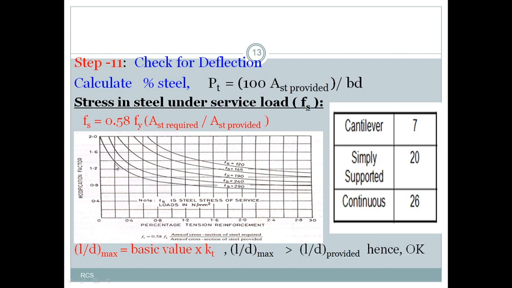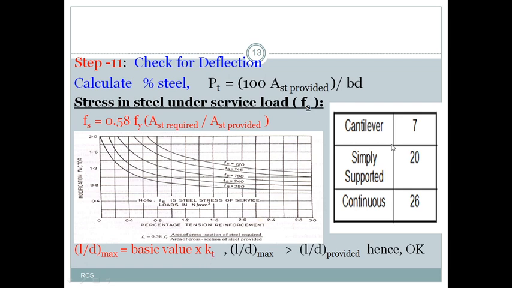Corresponding to this, I will find the modification factor, and it lies between 1.2 and 1.4. So I can assume the modification factor for this particular Pt and Fs as 1.3. Like that we can calculate the modification factor. Finally, we have to check that L by D maximum must be greater than L by D provided. What is L by D maximum? L by D maximum means effective length to effective depth. The maximum value will be calculated by multiplying the basic value with the modification factor.